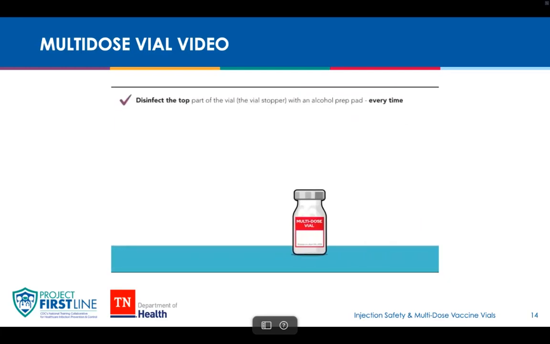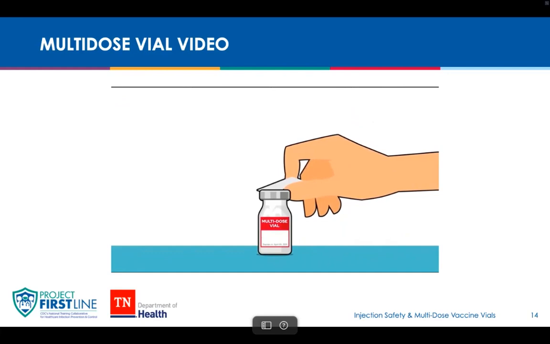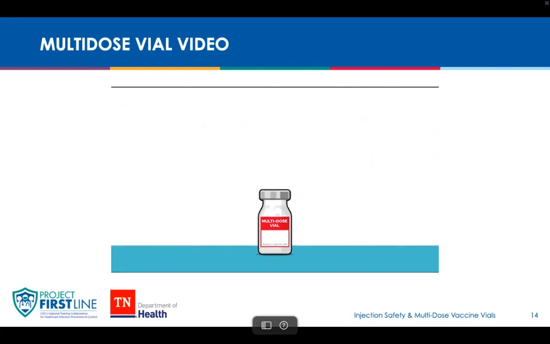Step 6. Disinfect the top part of the vial stopper with an alcohol prep pad every time. There are a lot of germs on the top of the vial. If it's not clean, then when you insert the needle into the vial, germs can get pushed into the vial, contaminating it so the vaccine inside can't be used. If it is used, those germs could be injected into patients and make them sick.